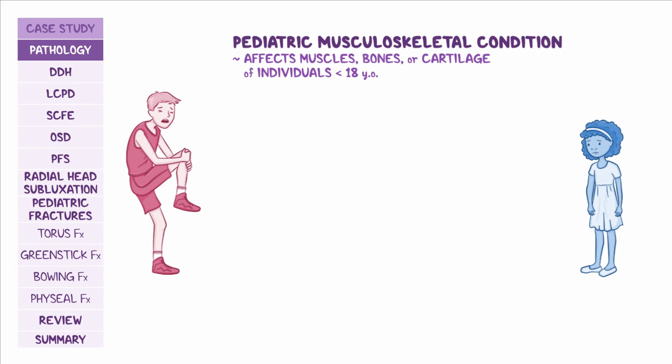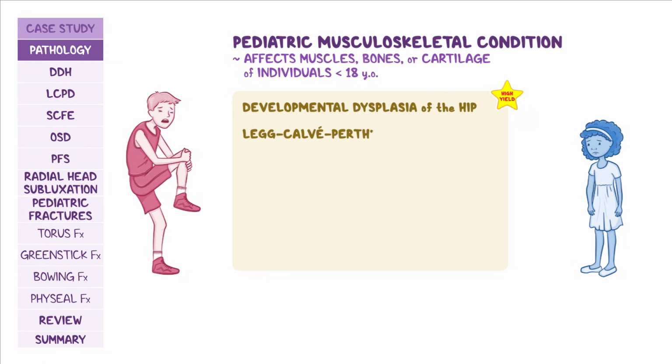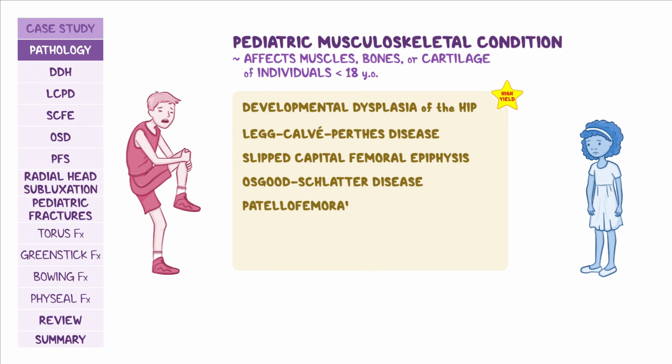For your tests, the most high-yield pediatric musculoskeletal disorders include developmental dysplasia of the hip, Legg-Calve-Perthes disease, slipped capital femoral epiphysis, Osgood-Schlatter disease, Patellofemoral syndrome, radial head subluxation, and a variety of bone fractures.